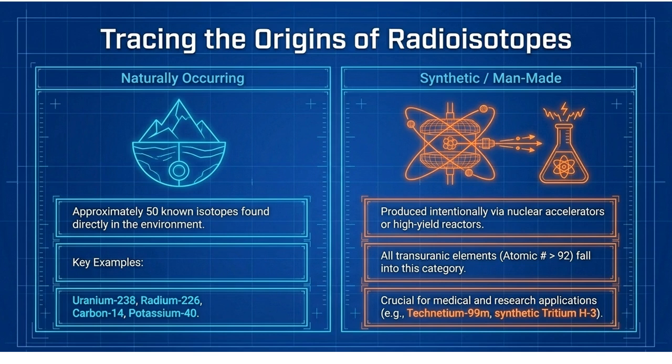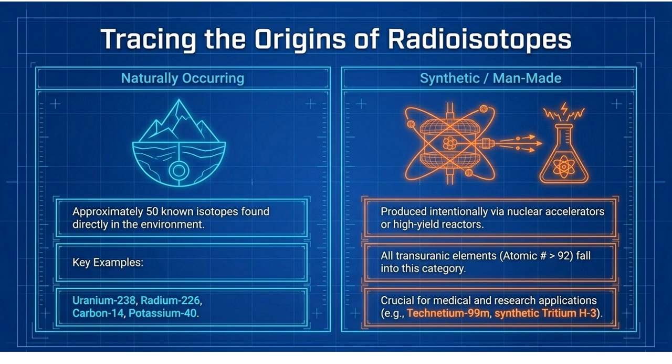Tracing the origins of radioisotopes. We can trace the origins of radioisotopes to two main sources. There are approximately 50 known naturally occurring isotopes found in the environment, such as uranium-238 and carbon-14.